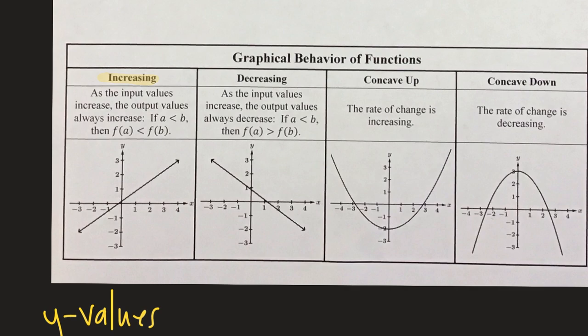Right? The graph is going up from left to right. So we're always looking at what's happening from left to right. If our graph is increasing, that means the y values are getting bigger, and the graph looks like it's going up from left to right. And then the opposite of increasing is decreasing, where the y values are getting smaller.